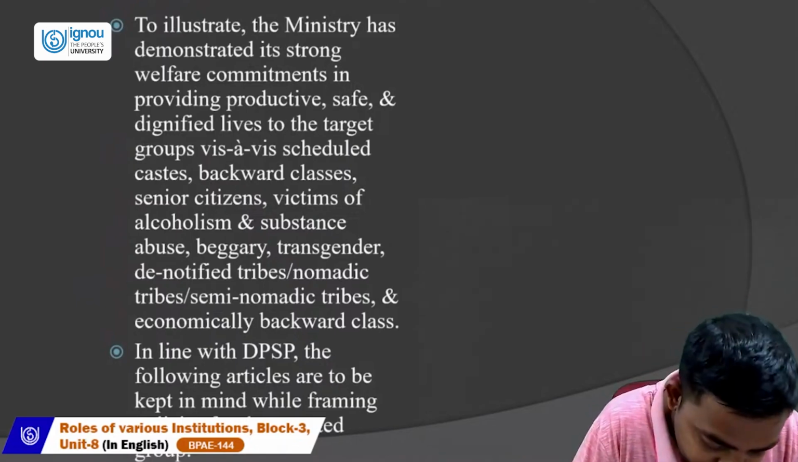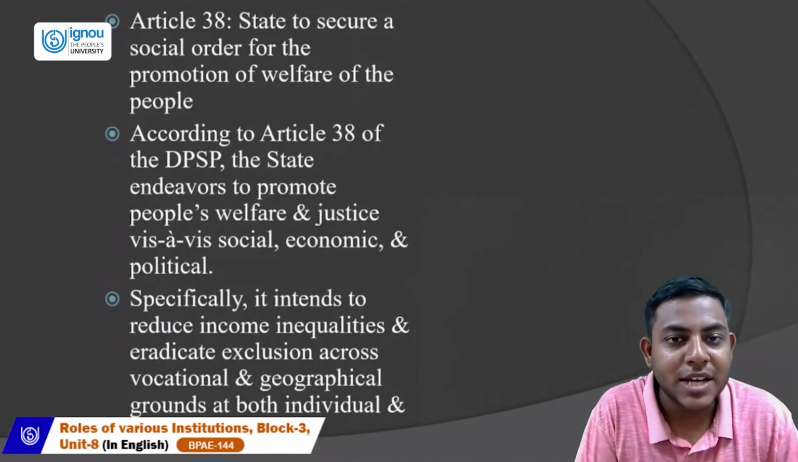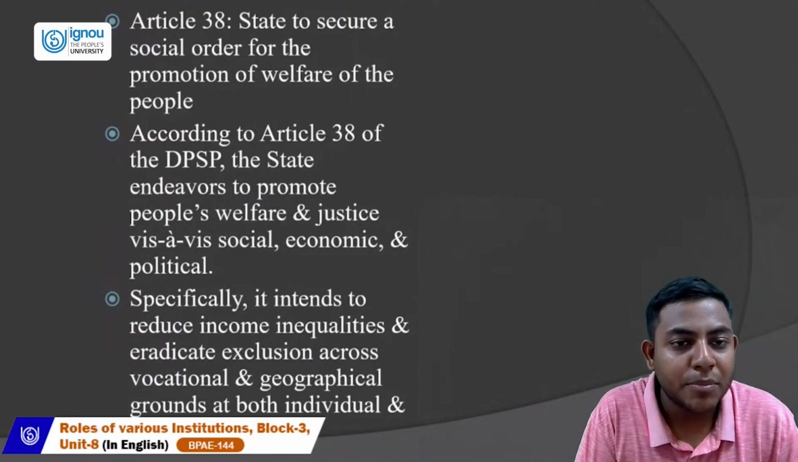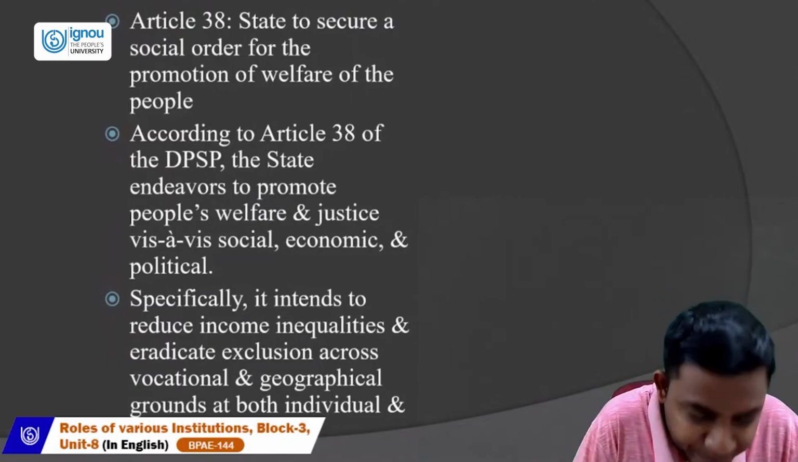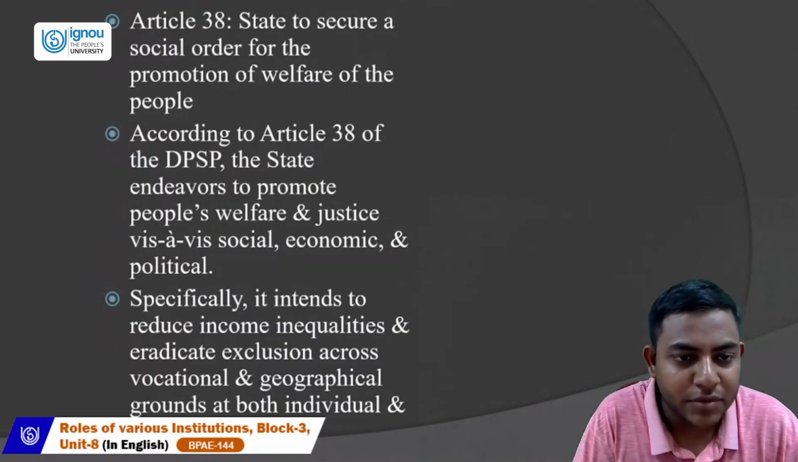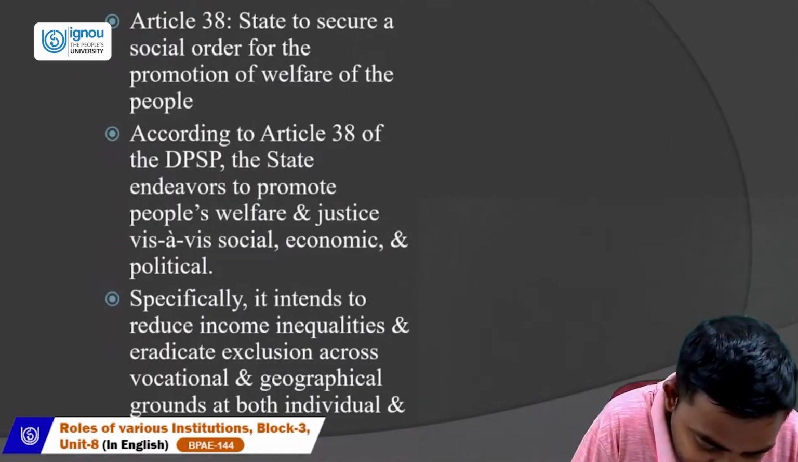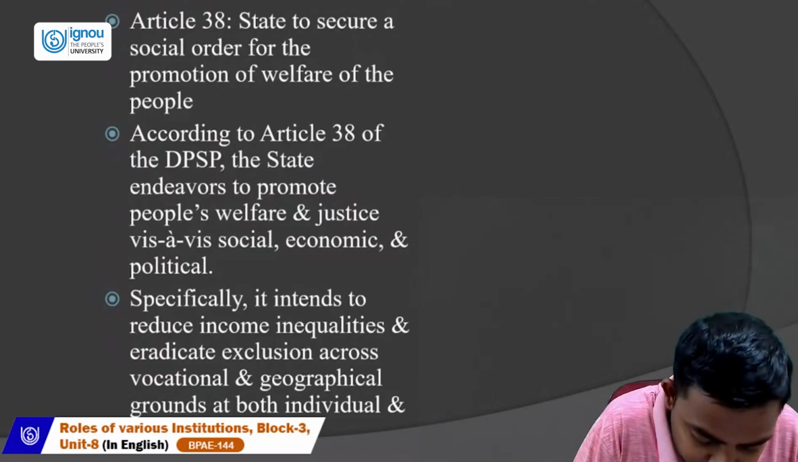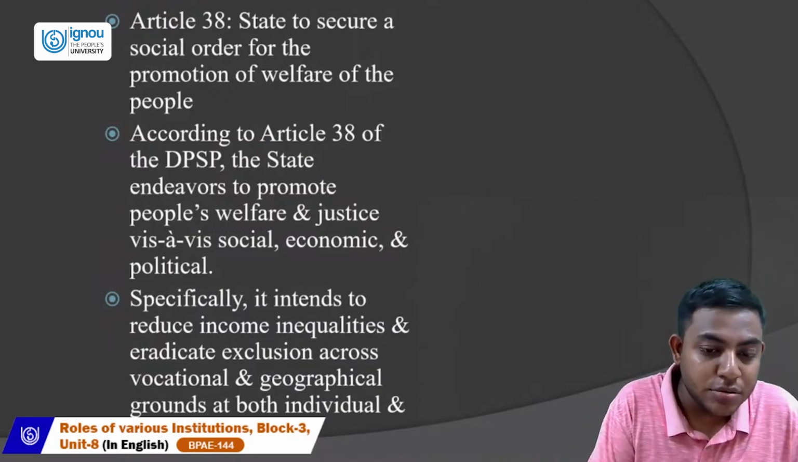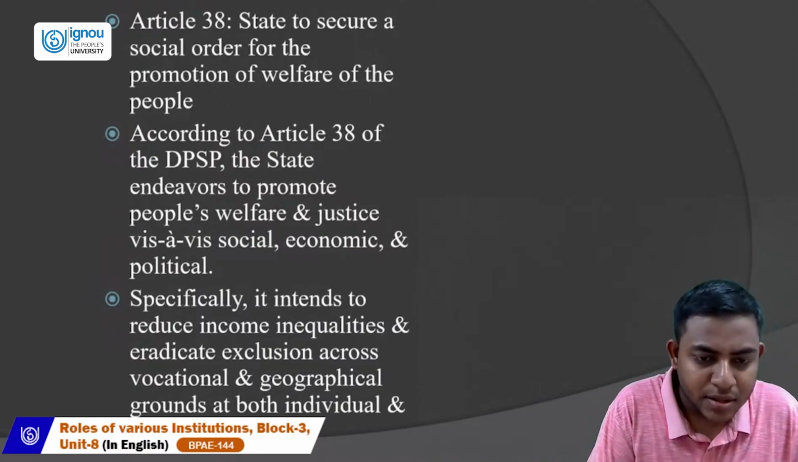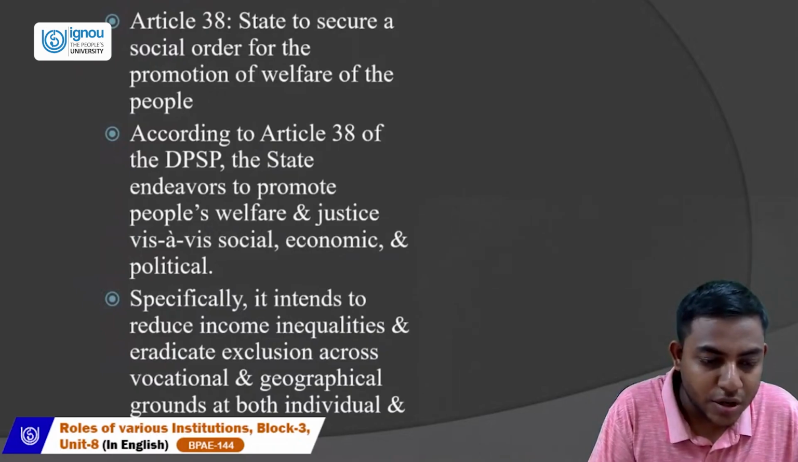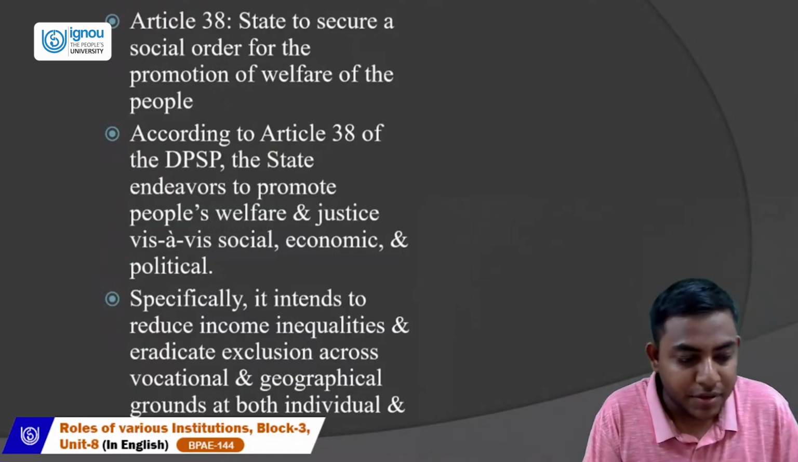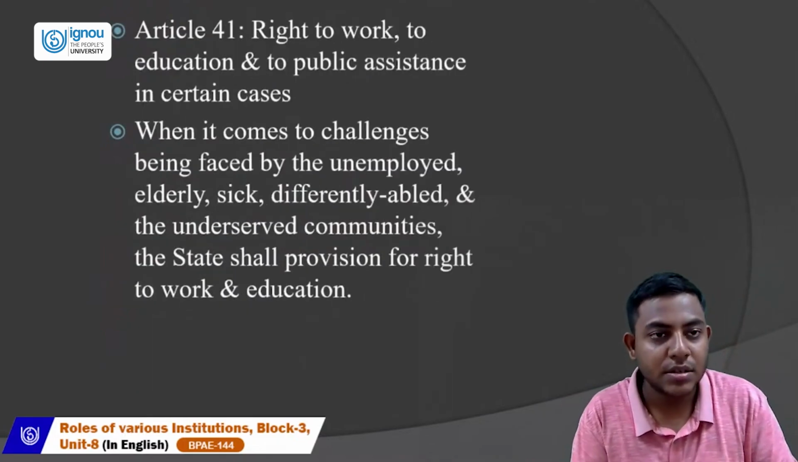targeted group. So Article 38, which is the state to secure a social order for the promotion of welfare of the people. According to Article 38 of the DPSP, the state endeavors to promote people's welfare and justice vis-a-vis social, economic, and political. Specifically, it intends to reduce income inequalities and eradicate exclusion across vocational and geographical grounds at both individual and group levels.